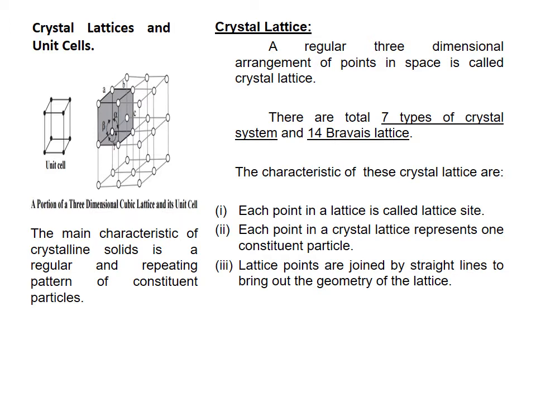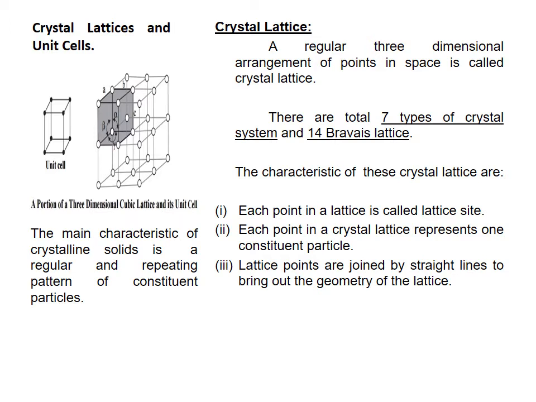The main characteristic of the crystalline solid is a regular and repeating pattern of constituent particles. When the particles are arranged in 3 dimensions with a regular pattern, they are known as a crystal lattice. The definition of the crystal lattice is: a regular 3-dimensional arrangement of points in space is called a crystal lattice. The smallest portion of the crystal lattice, which explains all its properties, is known as the unit cell.